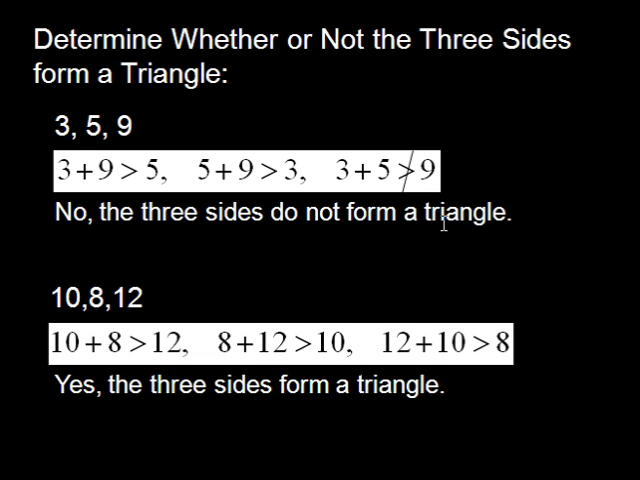It just wouldn't work. Now 8, 10, and 12. 10 and 8 make 18. 18 is greater than 12. 8 and 12 are 20, greater than 10, yes. 12 and 10, 22 is greater than 8. So yes, these three form the sides of a triangle, because they satisfy the triangle inequality theorem.